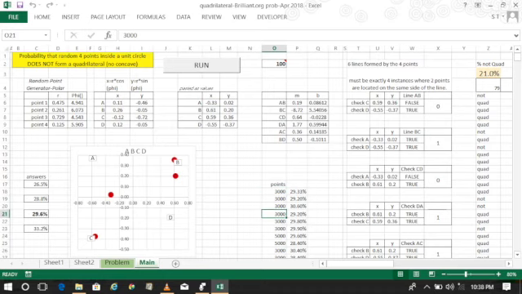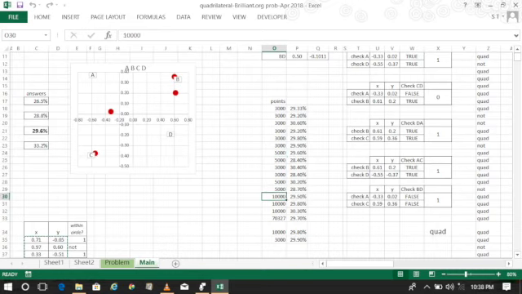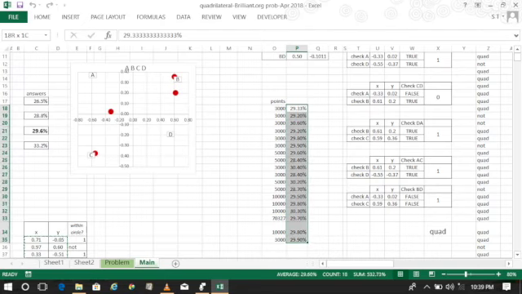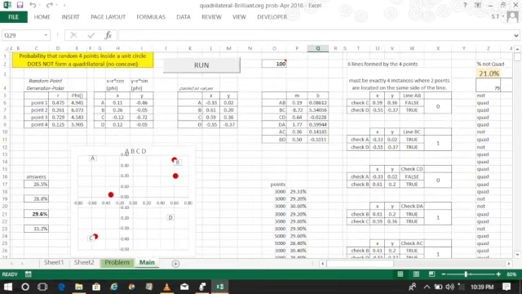But when I run larger sets of points, up to 5,000 points, in this case 10,000 points, I find that the probability clusters around and averages about 29.5, 29.6% of the time that four randomly generated points in a unit circle is not a quadrilateral. If you just do an average of these runs with a large number of points, I get about 29.6%. That's my answer.